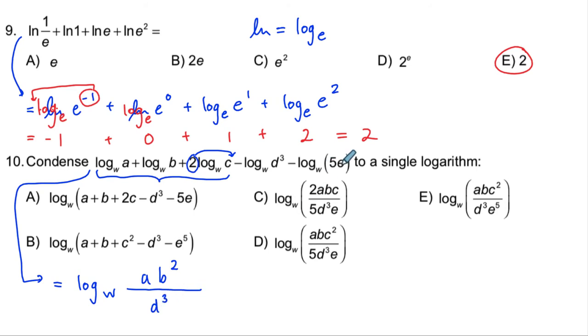We're also going to divide by 5e, so I'll just put the 5 in front and the e second. And for extra clarity, I'll put brackets around that. And we have our answer here of D.